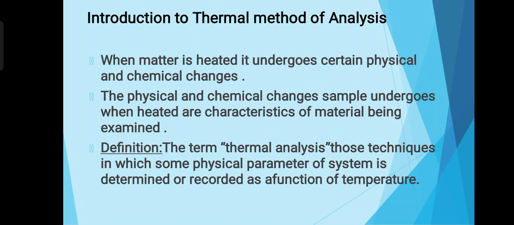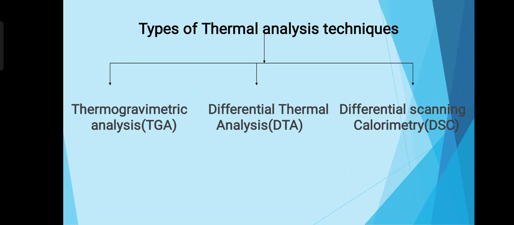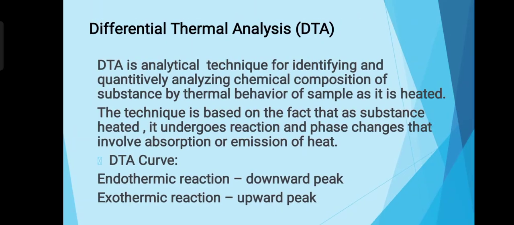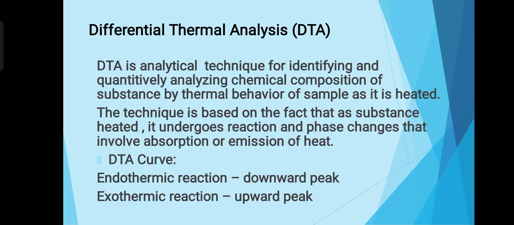Definition: the term thermal analysis refers to those techniques in which some physical parameter of a system is determined or recorded as a function of temperature. There are three types of thermal analysis technique. First one is thermogravimetric analysis, second one is differential thermal analysis, and third one is differential scanning calorimetry. Now see differential thermal analysis.